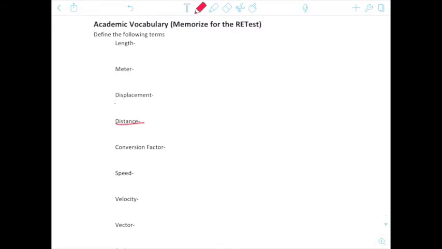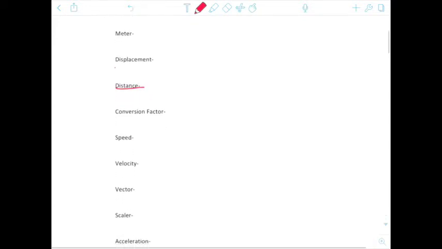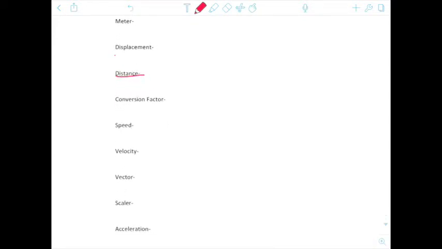Speed. Speed is a scalar quantity, meaning it is the rate at which something is traveling over a distance. And velocity. Velocity is a vector quantity, meaning it is similar to speed, but velocity also includes a direction, so where it's going. We use the words vector and scalar when we describe velocity and speed, because a vector is a number plus a direction, and a scalar quantity is just a number. It's just an amount, a magnitude.